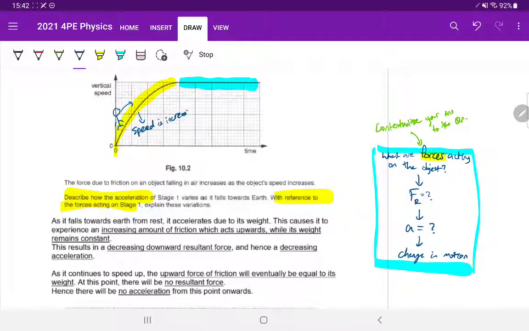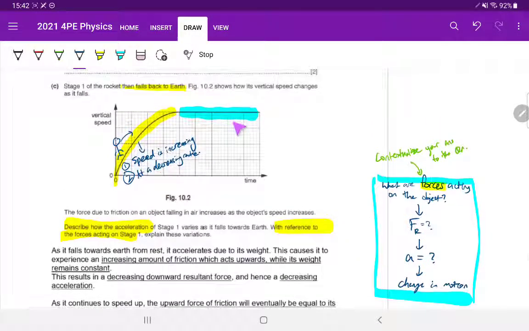So always, is the speed increasing, decreasing, or constant? And then at what rate? So the first part is always, is the speed increasing, decreasing, or constant? Second part, at what rate? At a decreasing rate, because the gradient is getting smaller.